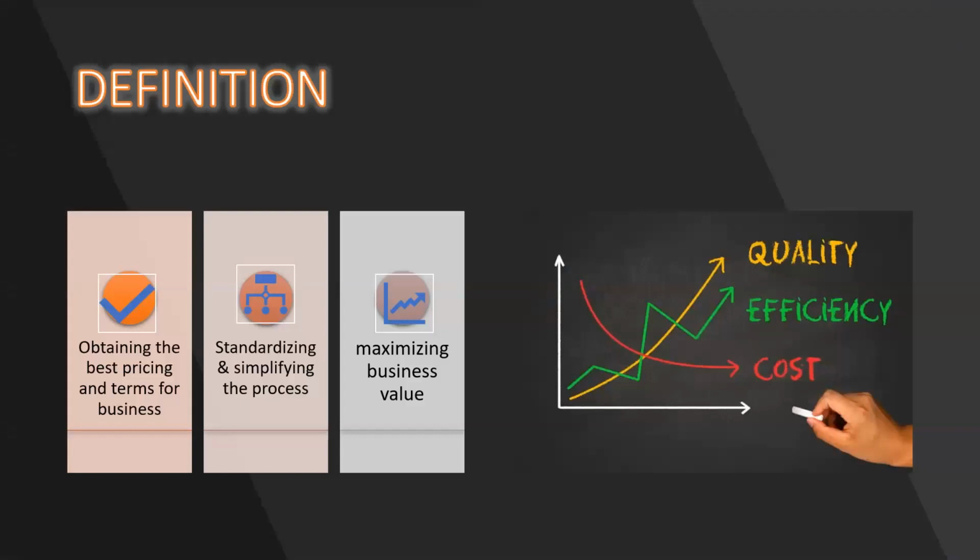When it comes to cost optimization and cost cutting, these are definitions we have been listening to for a while, especially during this pandemic situation. So, what is cost optimization? It may be obtaining the best prices, the best rates, the best contract terms and conditions for the business. Or standardizing and simplifying the procurement process, removing the complexity, or maximizing the business value. All these definitions would be correct when it comes to cost optimization.